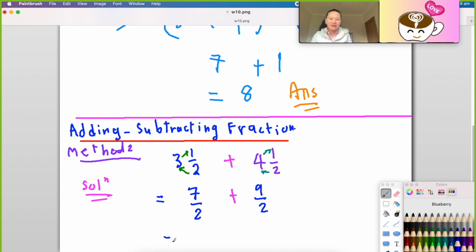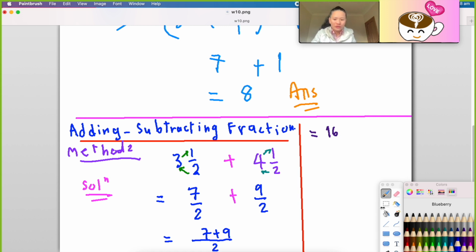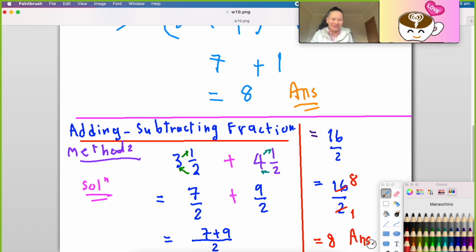Okay. Which is equal to 7 plus 9. What is 7 plus 9? 16. Yeah, so it's equal to 16 over 2. Yes, 16 divided by 2. We know 2 divided by 2 is 1, and 16 divided by 2 is 8. Okay. Are you with me? I'm going to show you again how to cut the number. 16 over 2: 2 divided by 2 is 1, 16 divided by 2 is 8. So your answer is 8. Same thing, yeah? Same answer.